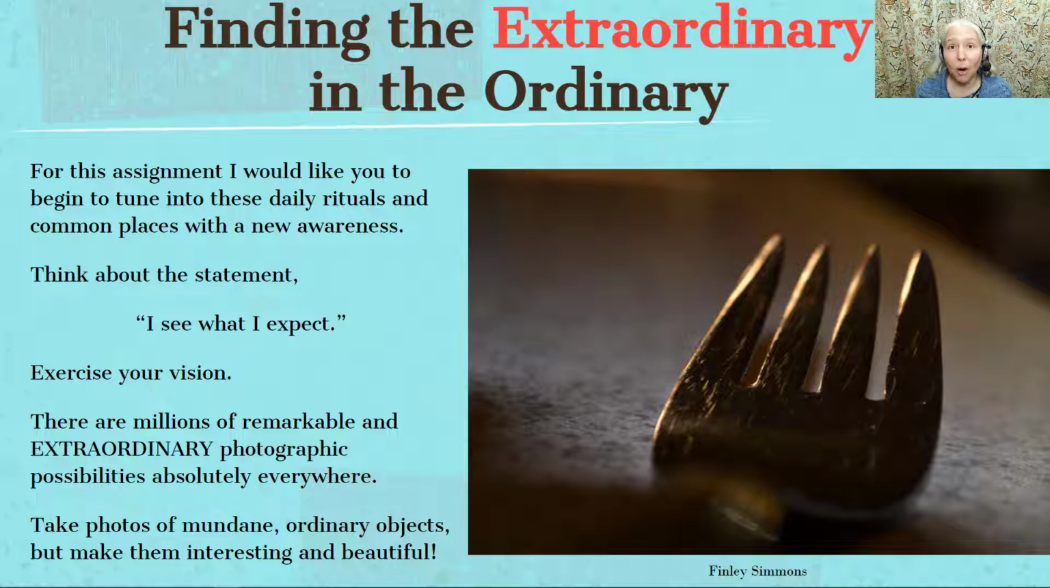I bet you see a fork every day. This fork is made extraordinary because of the really interesting lighting. The way the golden light is hitting the edges of the tines and illuminating the scratches that are on the surface of the fork is truly amazing.